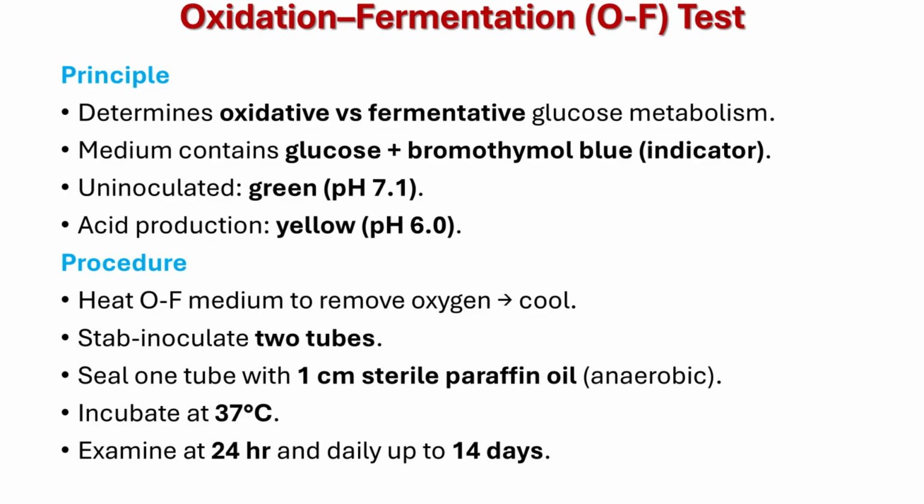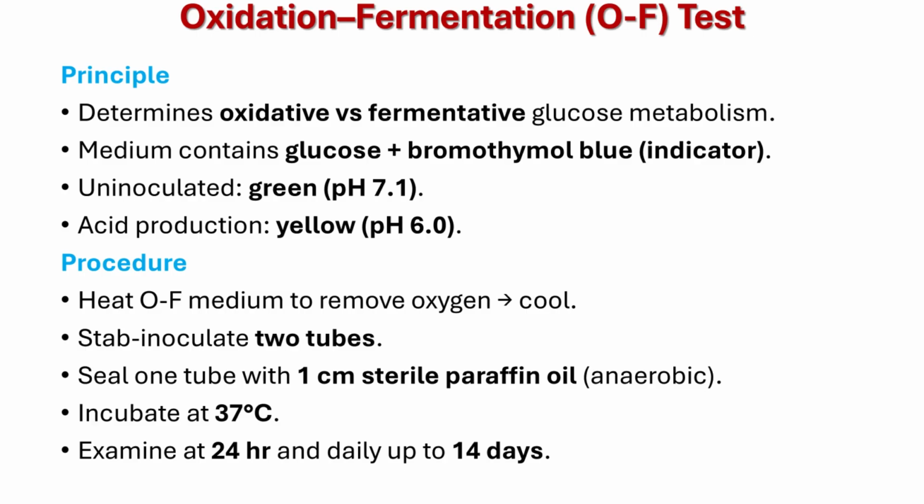Before inoculation, the medium is heated in boiling water to drive off oxygen and then cooled. 2 tubes are stab inoculated. One tube is sealed with a layer of sterile paraffin oil to create anaerobic conditions, while the other is left open. The tubes are incubated at 37 degrees Celsius and checked after 24 hours and then daily for up to 14 days.